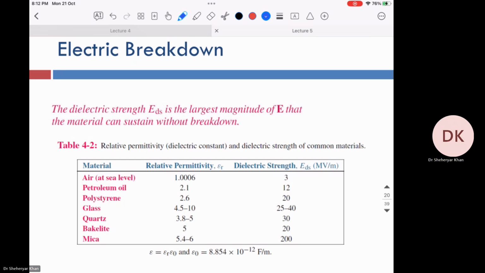Okay. Now just look at the breakdown. So how it polarizes and breaks the internal structure of the insulator. So that's high voltage. That's the ground. Negative.